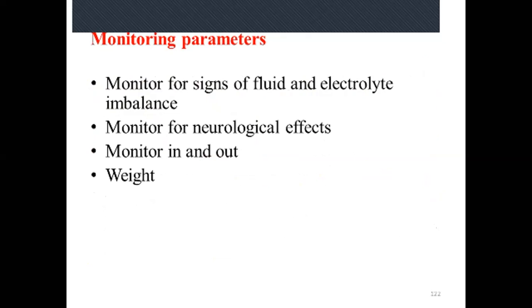So finally, how do we monitor the response? Monitor for signs of fluid and electrolyte imbalance. That is very, very important. Then look at any neurological deficits or effects because of the sodium changes. Then monitor intake and output. That means you monitor how much fluid the patient is taking, and then how much the patient is losing.